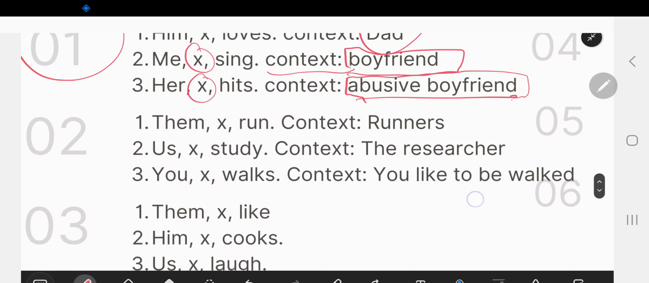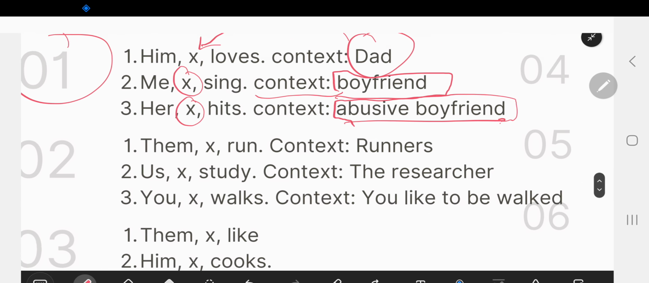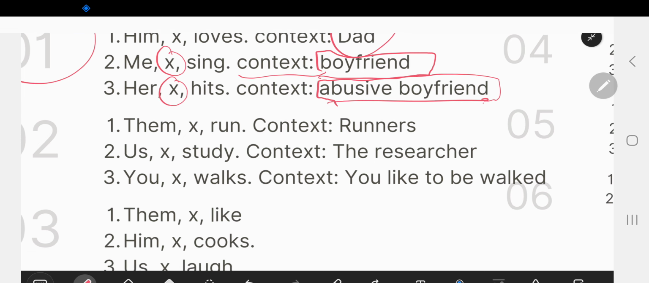Okay. So next one, I'll just do the next one real quick. The runners run them, they run them. So they run them. I know it doesn't make sense. And then I'll just do the other one. The researchers, remember us is the object form. So the researchers study us, okay? And this is the object form. So we're doing object first.